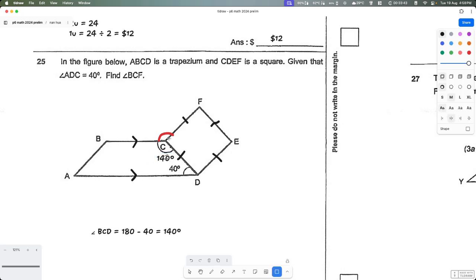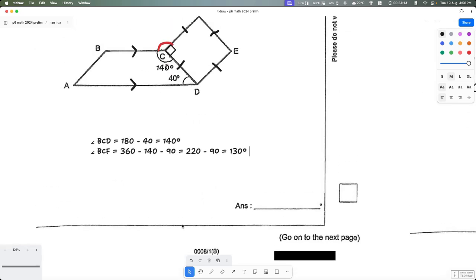Then we also know that this is a right angle. This is a right angle because this is a square. And so I think we probably can get BCF. BCF is equal to 360 minus 140 minus 90. 360 minus 140 is 220, minus 90, correct. And this will be 130 degrees. Okay, there you go. The answer is 130 degrees. All right, let's move on to the next question.